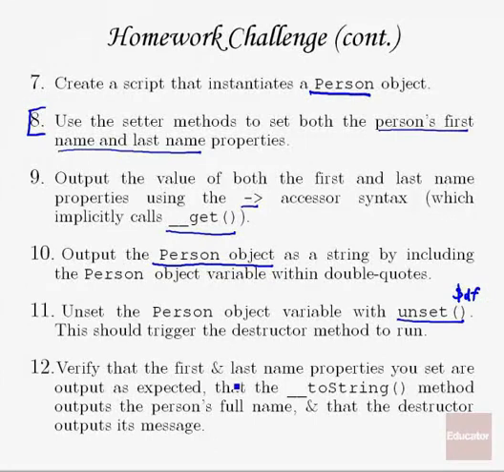So basically just verify that you're able to output the first and last name properties that you set using the public setter methods as you expect, that the toString method will actually output the person's full name, and that after you call this unset method, the destructor actually gets called, and you can see that by the message in your destructor being output on the screen.